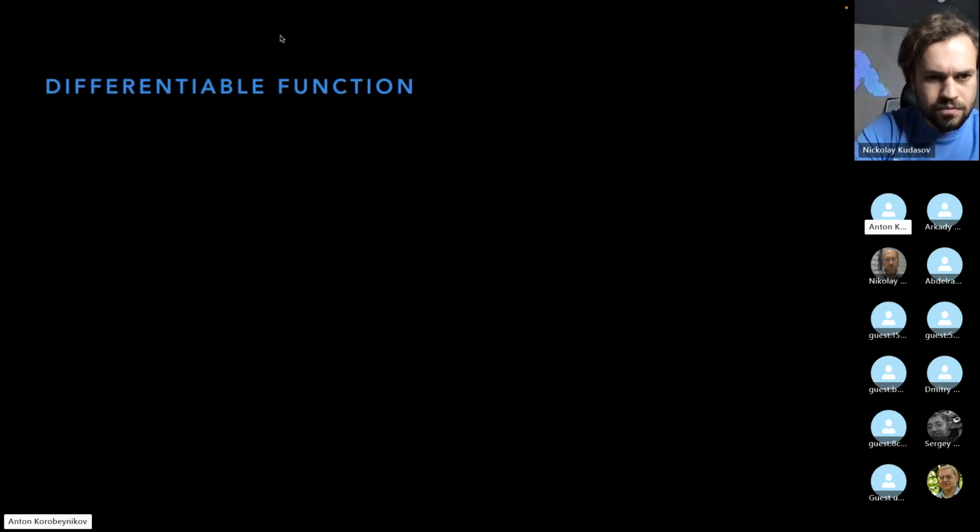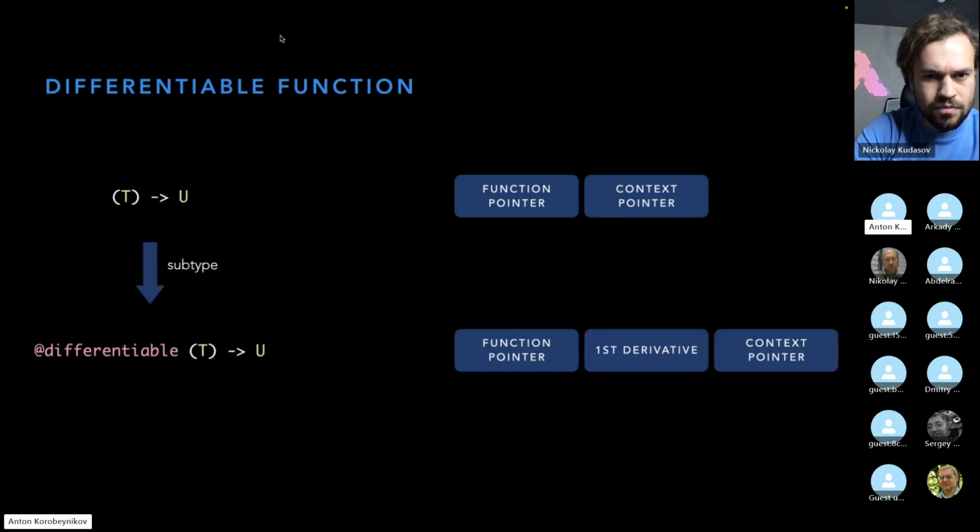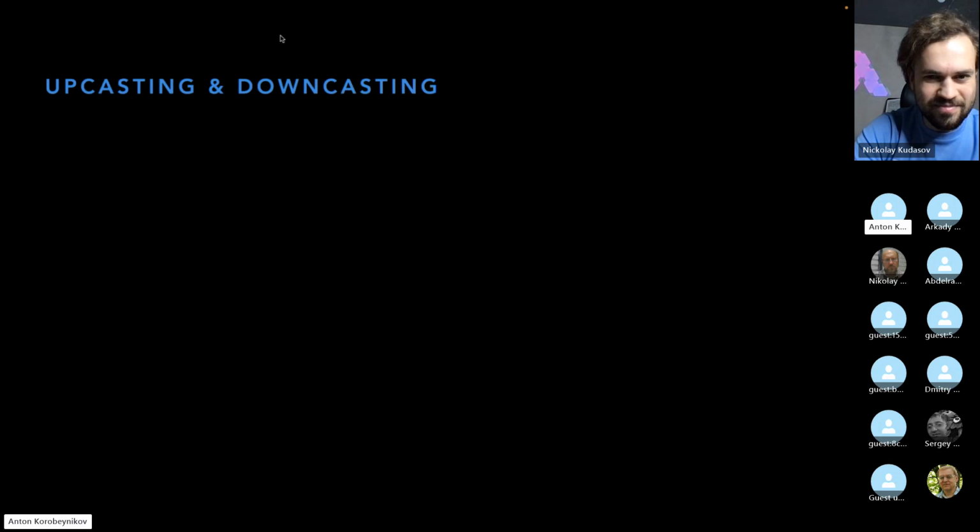All right. Just like convention C functions, differentiable functions are subtypes of normal functions and can be differentiated. This is how the differentiable functions are represented. Yeah, things got flipped here as well, sorry, the arrow. Differentiable functions store extra function pointers to the derivative functions, so they're even fatter.